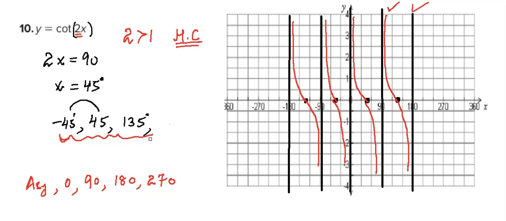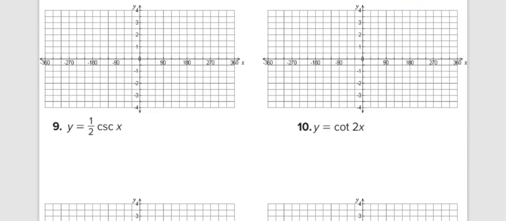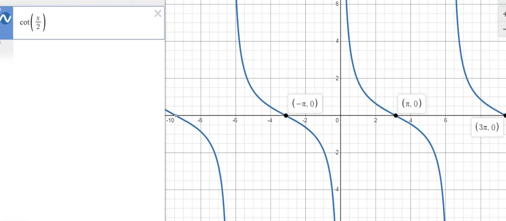The intercepts are 45, 45 plus 90, 135, 135 plus 90 is 225. So 225 is your intercept here. You can check. So this is your 45, then plus 90, 135, and the next one will be 225. If you want to check in Desmos, you can. Let me take you to Desmos.